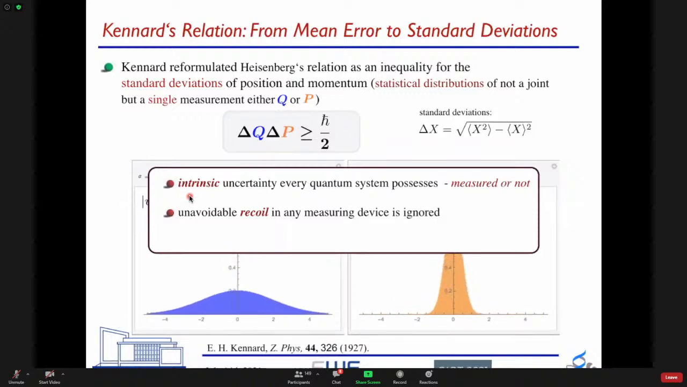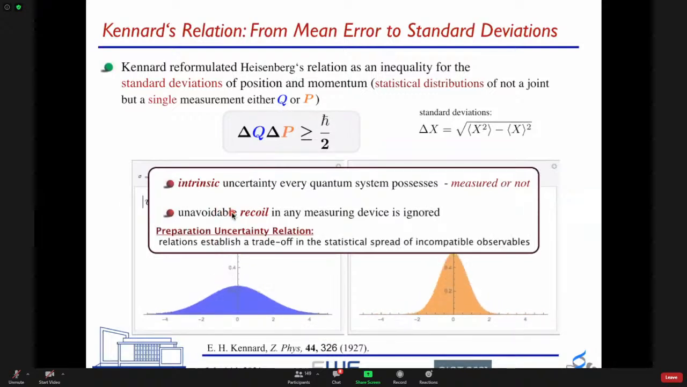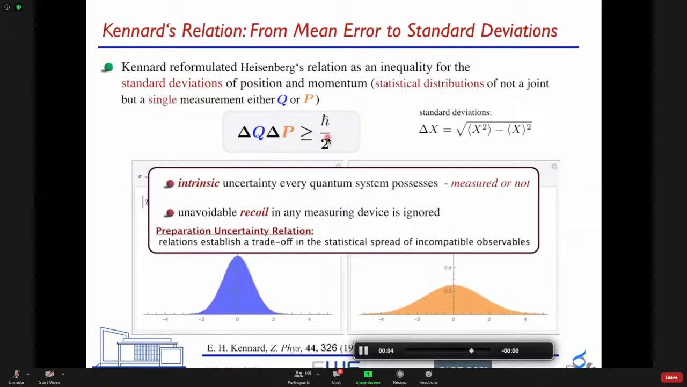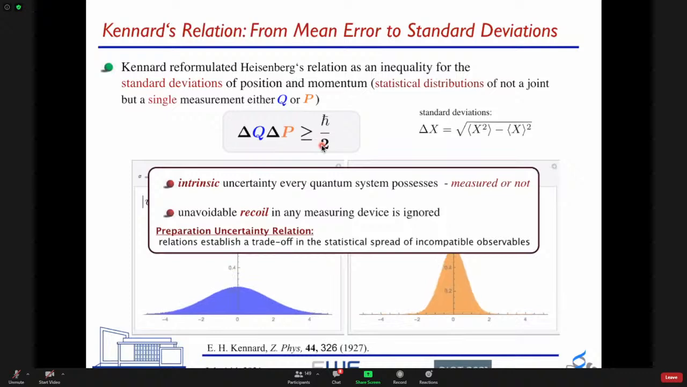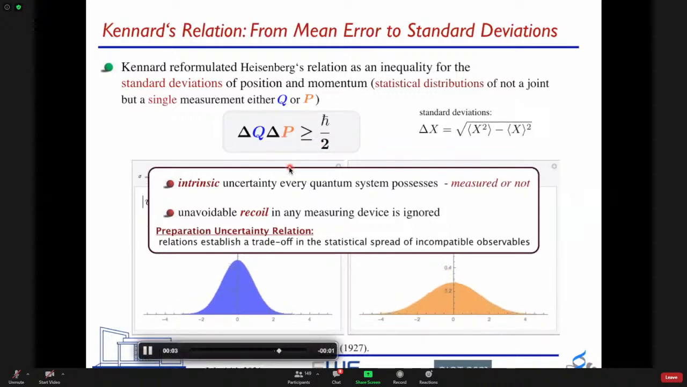It has nothing to do with the actual measurement process, but this was the basic idea of the Heisenberg gamma ray microscope. So the unavoidable recoil of any measurement device is ignored. This is the reason why we call this type of uncertainty relations preparation uncertainty relations, because this relation sets limits on how we can prepare our quantum state. So it is not possible to prepare a quantum state which is sharp in momentum and position, but it gives you no information of the underlying measurement process.